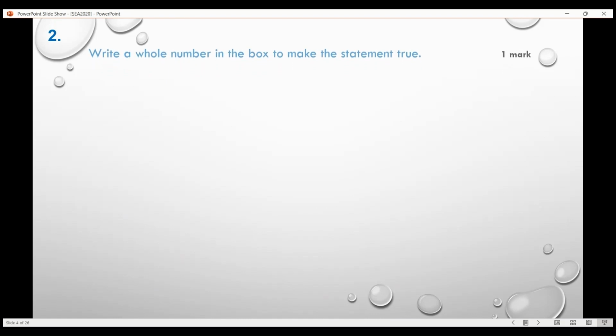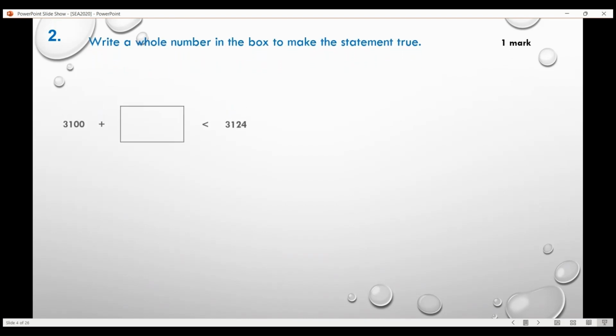Number 2, write a whole number in the box to make the statement true. If we look at the statement that was given, it is saying 3,100 plus something, and it gives us an inequality sign, will be 3,124.